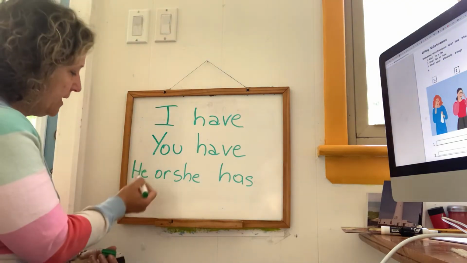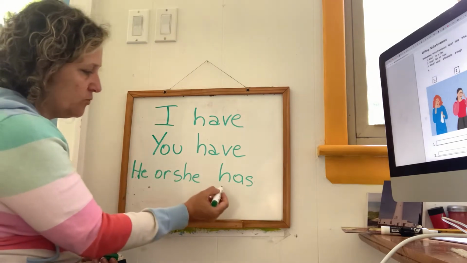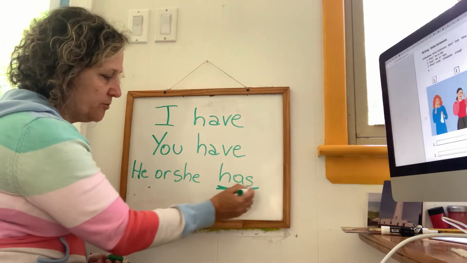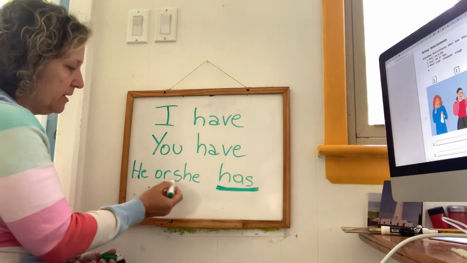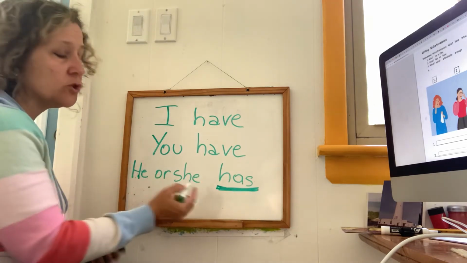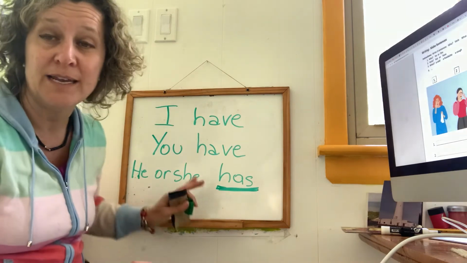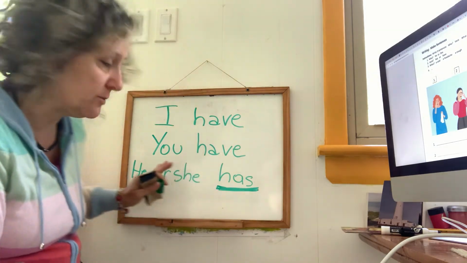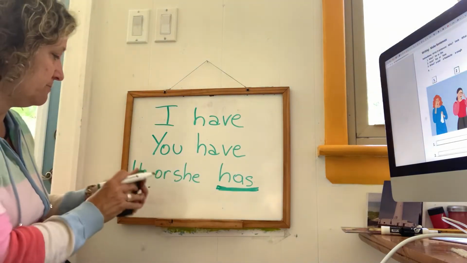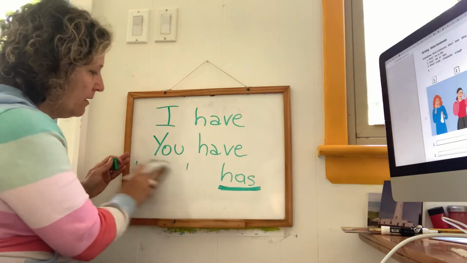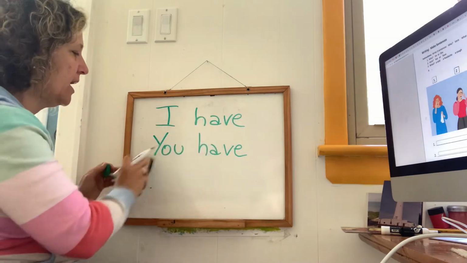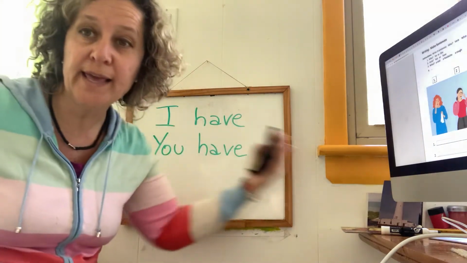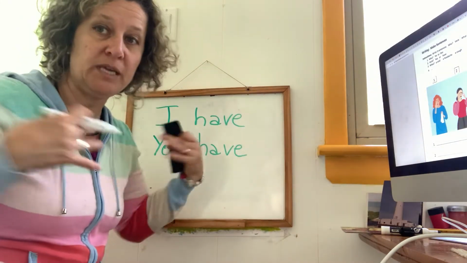So the only persons in which we use the variation has is with he or she. We also use it for it, but for a health problem, we're just going to use he or she. So then what else? What other persons do we have? So I have, you have, we, many people and me.